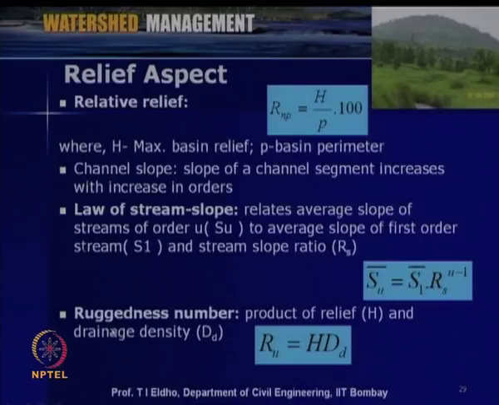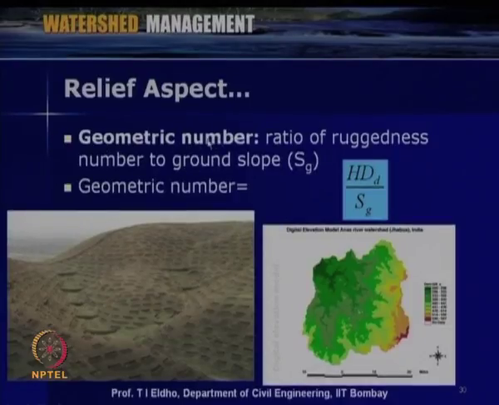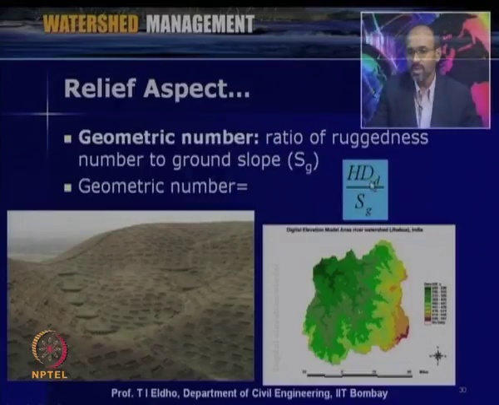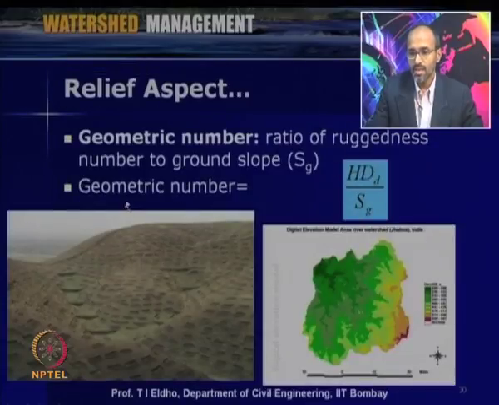Another important aspect which we can use is called the ruggedness number as far as the watershed is concerned. It is the product of relief H and the drainage density. This is one of the important parameters used to characterize a watershed. So, Ru is equal to the relief into drainage density, H into DD. Then finally, another number called the geometric number we can also use, that is H into DD, which is the ruggedness number, divided by the ground slope Sg. This ratio, H DD divided by Sg, is called the geometric number.